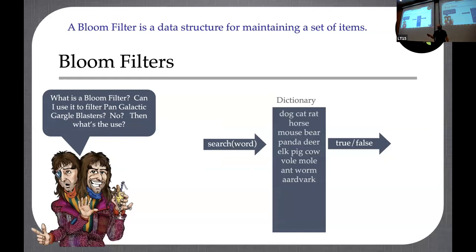Let me start with an example. Let me start with a bloom filter. What is a bloom filter? Think of a dictionary. It's something that stores a set of items. That's all that matters for today. A bloom filter is something where you store a set of items, like say these types of animals, I can search for it and I'll get a yes or no answer. Yes, a horse is in your set. No, a hawk is not in your set. That's all that matters for today.